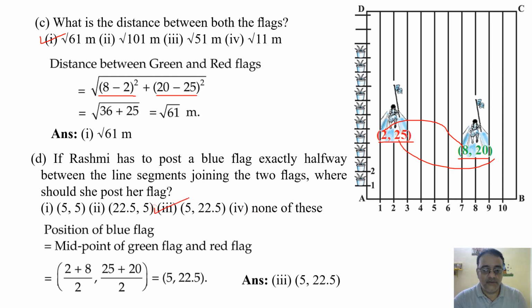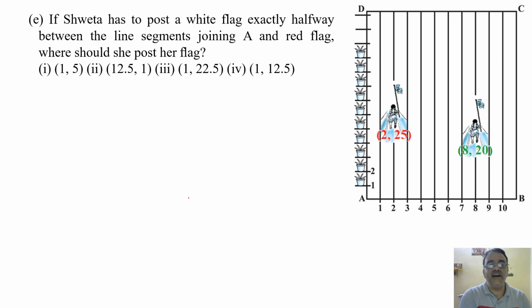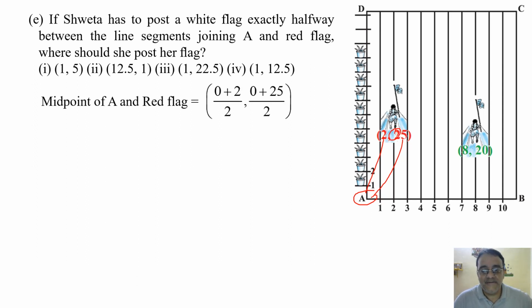Right. Now we are moving toward the last question. If Shweta has to post a white flag exactly halfway between the line segment A and the red flag, मतलब A और red flag इन दोनों के बीच में वो white flag लगाना चाह रही है. So इन दोनों का midpoint होगा. Okay, midpoint of A and red flag. So 2 plus 0 by 2, 25 plus 0 by 2. So that is 1, 12.5. And the correct option is the fourth one.